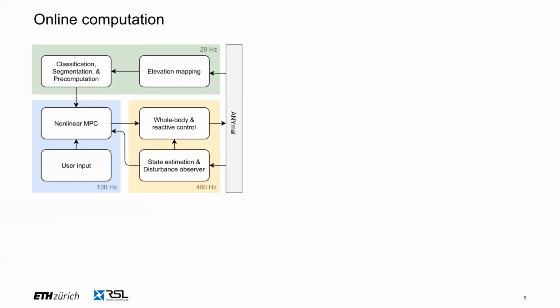So let me give you a little bit of detail of what is running here onboard. We have the elevation mapping and all this classification and segmentation running at 20 hertz. Then the nonlinear MPC is really at the core of everything. That one takes the user inputs, state estimate, and provides the high frequency reference to a whole body controller and some reactive control blocks. And then additionally, we have, of course, the state estimator and disturbance observer.